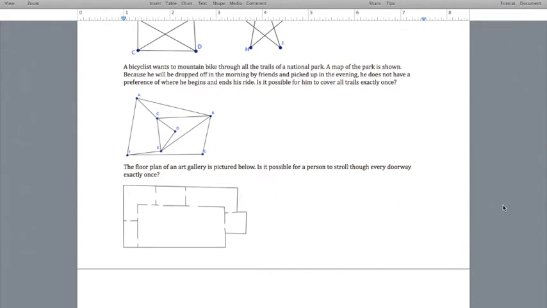A bicyclist wants to mountain bike through all the trails of a national park. The map of the park is shown. Because he will be dropped off in the morning by friends and picked up in the evening, he does not have a preference for where he begins and where he ends his ride. Is it possible for him to cover all the trails exactly once? So we can assume, since this question is in this lesson, that this has something to do with Eulerian paths or circuits. Is this question asking you to find an Eulerian path or an Eulerian circuit?